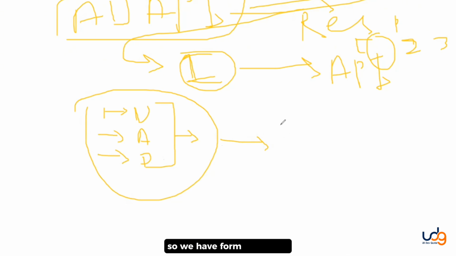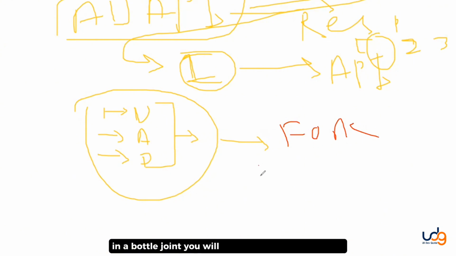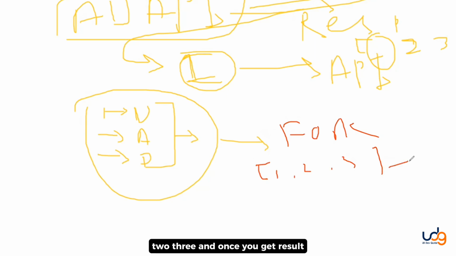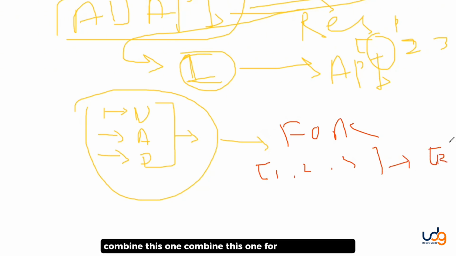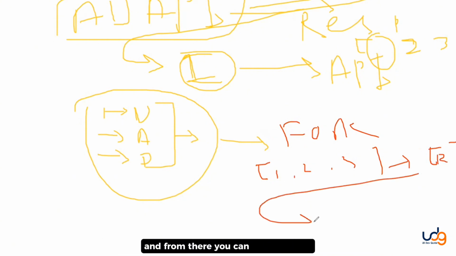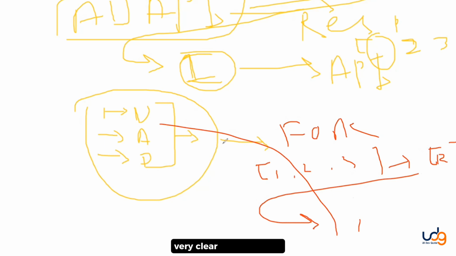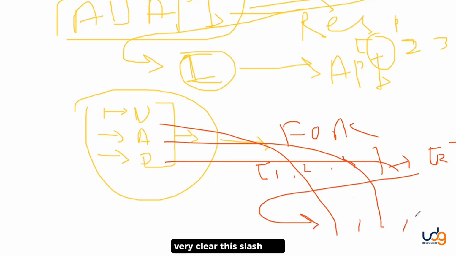So we have fork join. In a fork join, you will pass an array with these, 1, 2, 3, and once they get resolved, you will get one combined response for all of them. And from there, you can get your data, your first API data like this. Correct, yeah, this slash this. This is the one thing I can use.